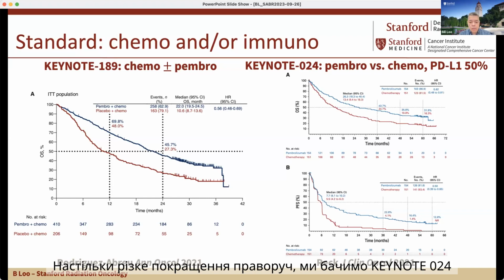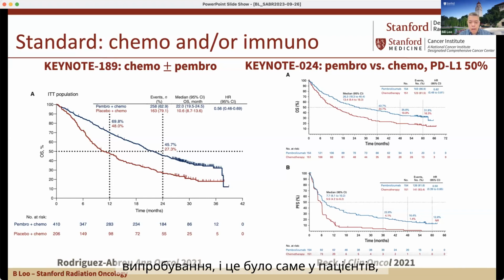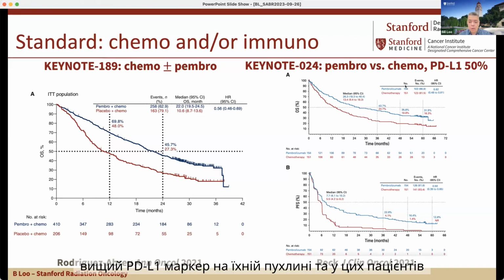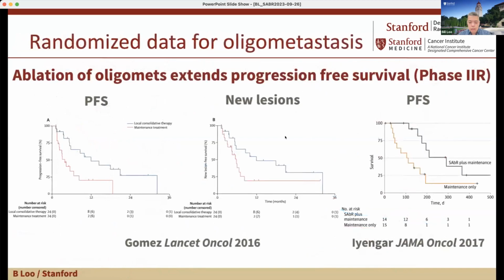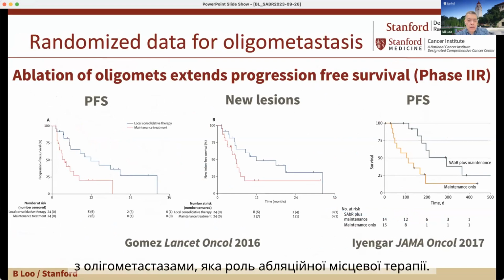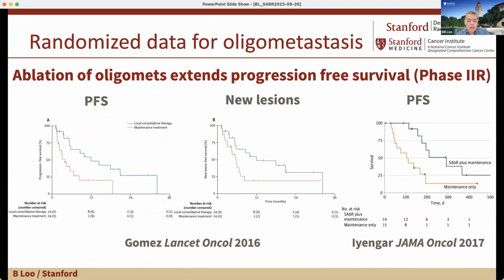On the right, we see the KEYNOTE-24 trial, and this was specifically in patients with a higher PD-L1 marker on their tumor. And in those patients, even pembrolizumab alone was superior to chemotherapy. Okay. So what about patients with oligometastasis? What's the role of ablative local therapy?